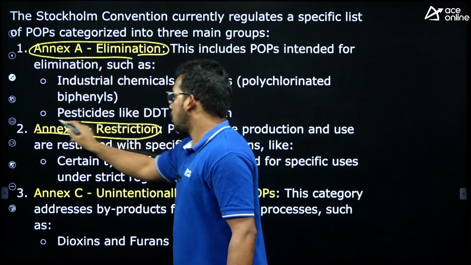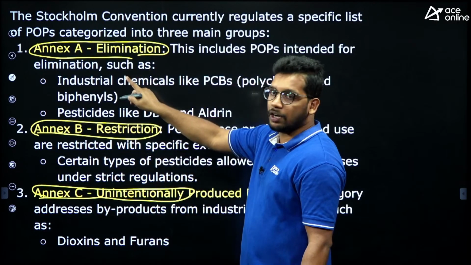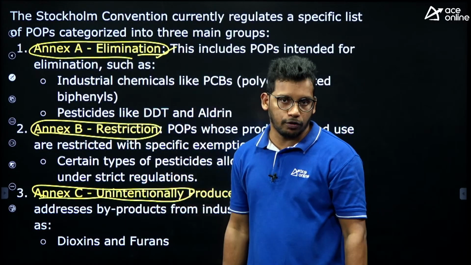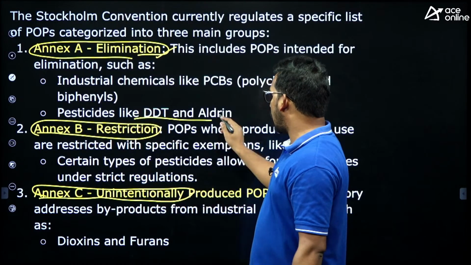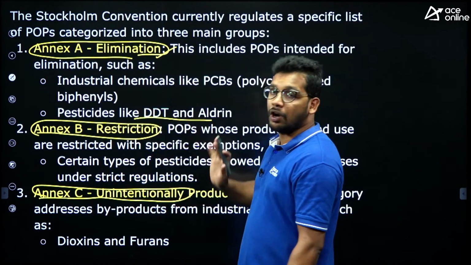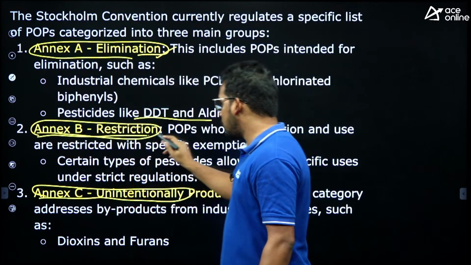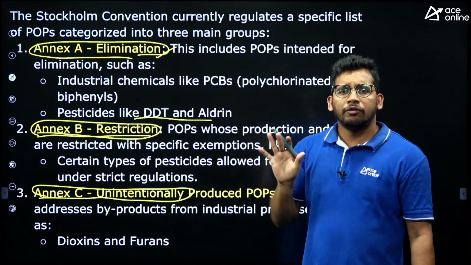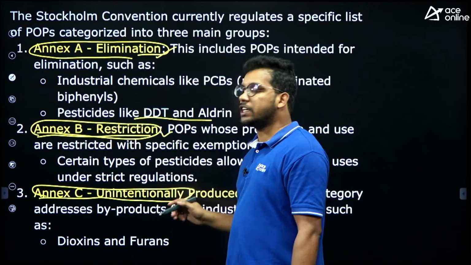3 annexures are there: Annexure A, Annexure B, Annexure C. In Annexure A, it is to eliminate all those completely. That means they are the most harmful ones. They should be completely eliminated. Like pesticides like aldrin, DDT, all these are very harmful, so they should be completely eliminated. In Annexure B, restricted ones. So they can be used only if it is very much required. If it is not required, you should eliminate them. So it is restricted in use.